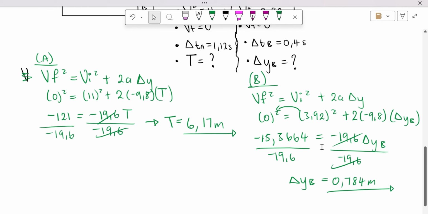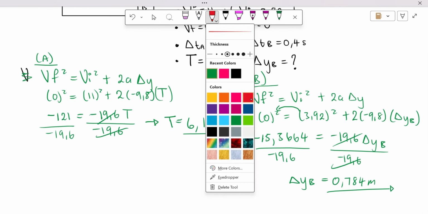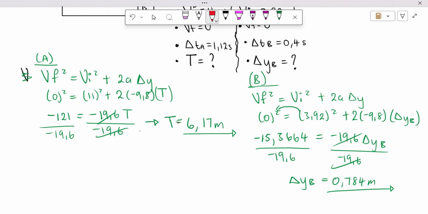Cool. And I want you to notice something very important. Notice how for the value of T, I got a positive value, and for delta Y B, I also got a positive value. Why is that? Remember, if you had chosen up as positive, that means anything that includes the upward motion of the ball must also be positive. Point T is the height reached by A while A was going up, hence a positive value. Point T is also the height reached by B while B was going up. That is why you have a positive value.